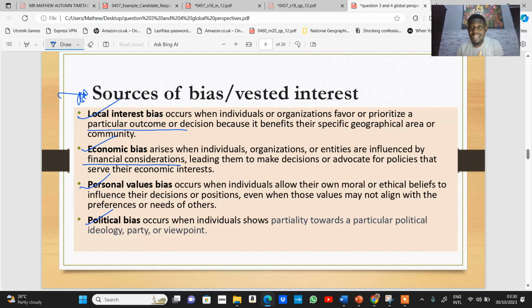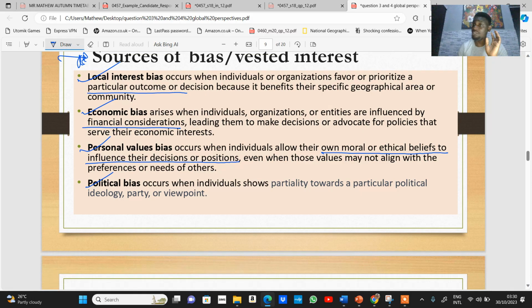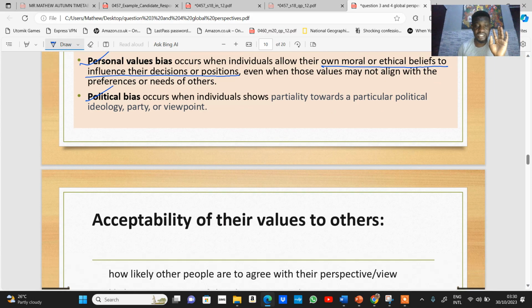Then personal values occur when individuals allow their own morals or ethical beliefs to influence their decision or position about a particular claim or a particular matter. Then political bias occurs when individuals show partiality towards a particular political ideology, party, or political viewpoint. So you try to look at all these in that statement. So we're going to analyze it, and I'm going to tell you the basic skill involved.